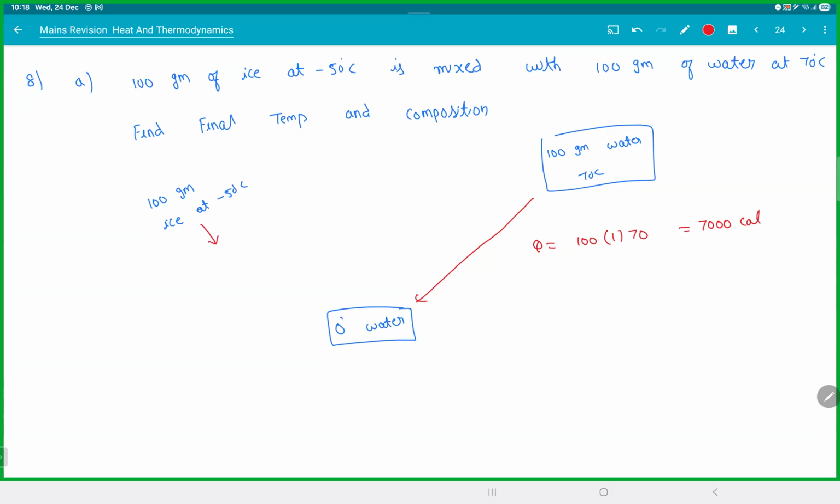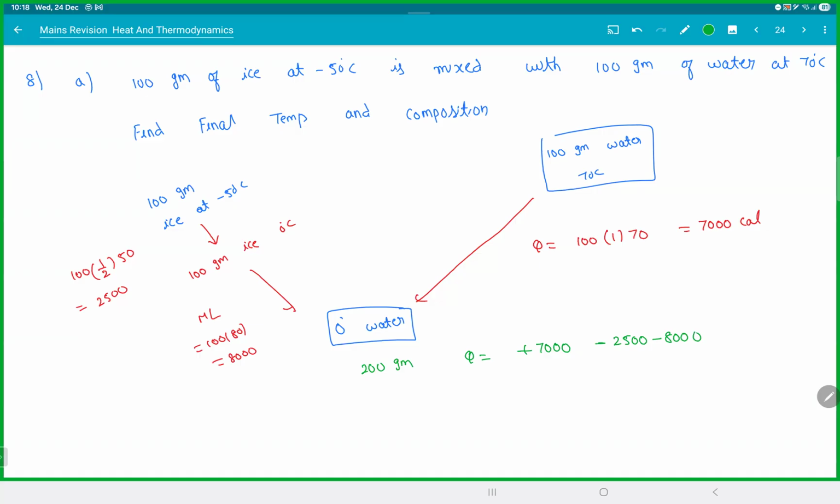This guy will not suddenly become water. First, it will become ice. So it will become 100 gram ice at 0 degrees. Then it will become water. So 100 grams of ice, S of ice is half and temperature is 50. That is 2500. And this is M into L, which is 100 into 80. That is 8000. That means end of the day, we have 200 grams of 0 degree water, and this thing has given 7000 calories of heat, whereas this guy absorbed 2500 and absorbed 8000.